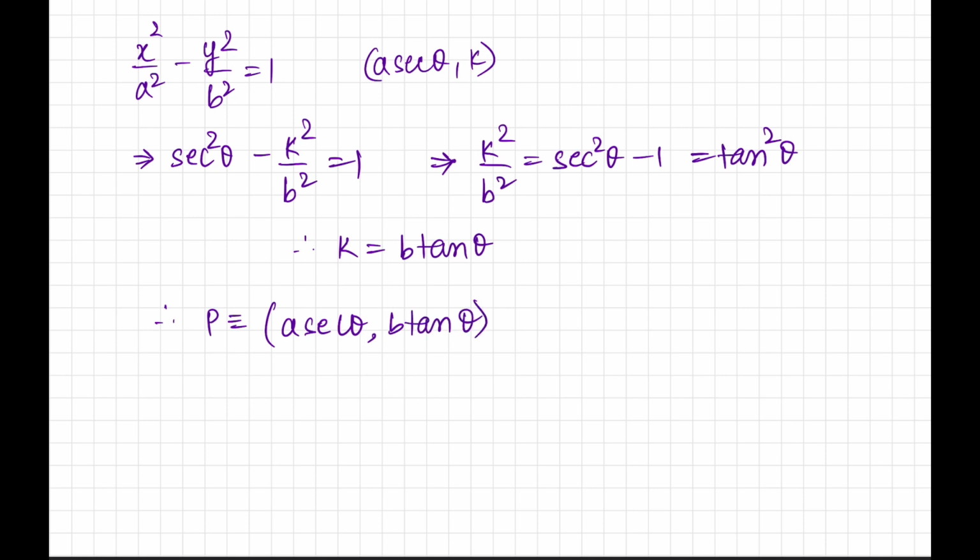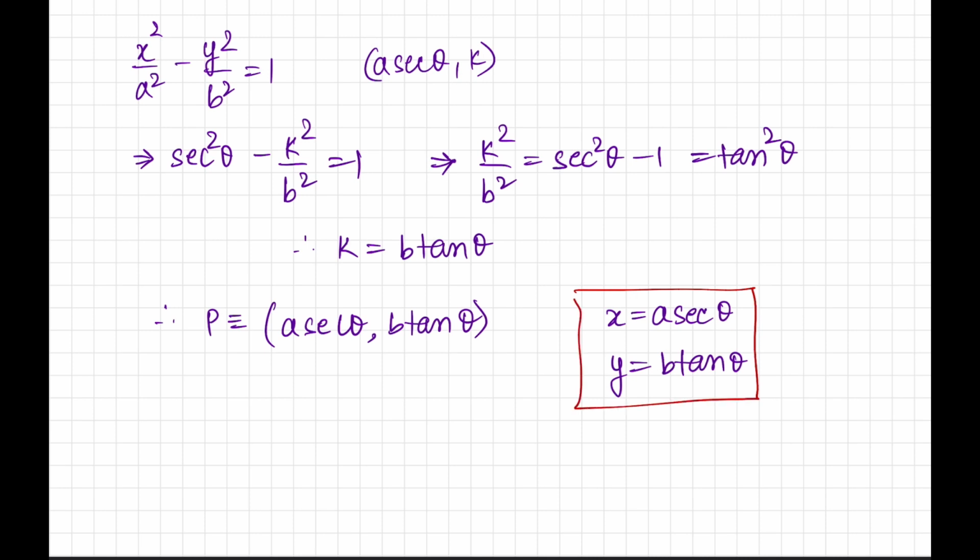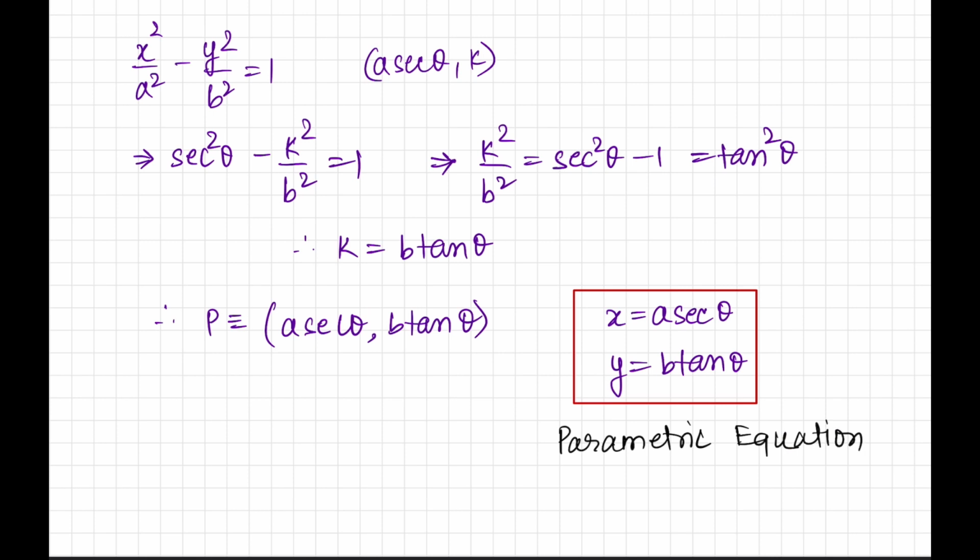So this, my dear students, gives the parametric coordinates of a point. And if we write x equals a sec theta and y equals b tan theta, this is called the parametric equation of the hyperbola. This here is called the parametric coordinates.